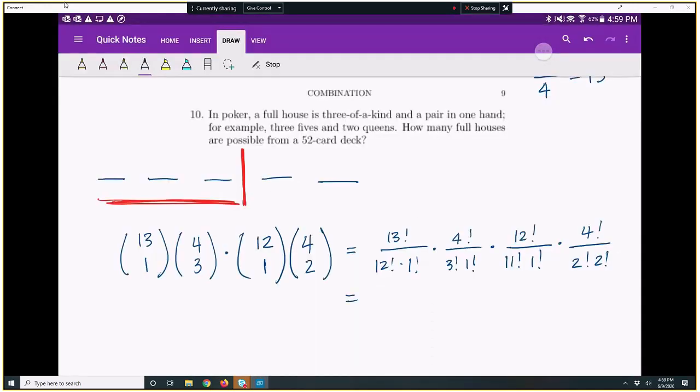Well, 13 factorial divided by 12 factorial is just 13. 4 factorial divided by 3 factorial is just 4. 12 factorial divided by 11 factorial is 12. And then for the last one, 4 factorial is 24. Divided by 2 is 12. Divided by 2 again is 6. So 13 times 4 times 12 times 6 is the number of full houses. And that ends up being, I think, 3744.